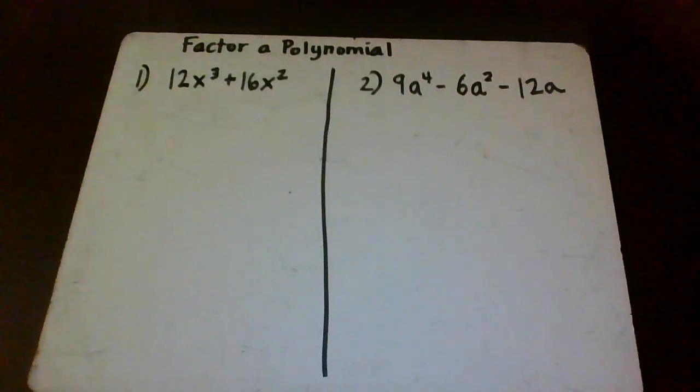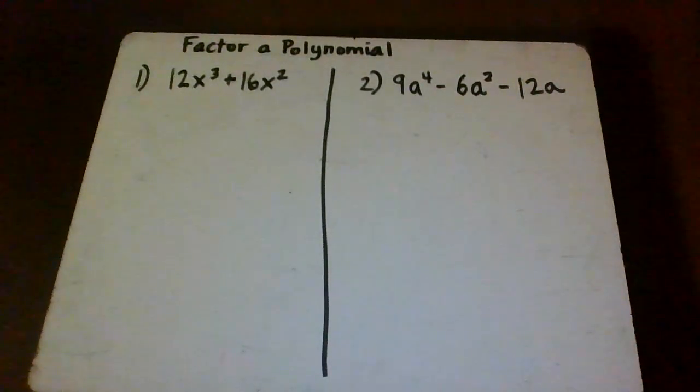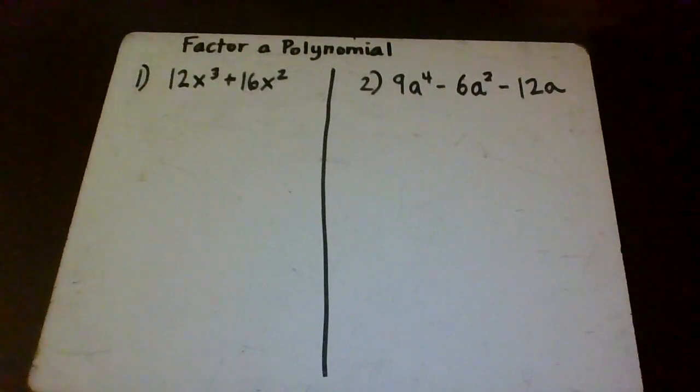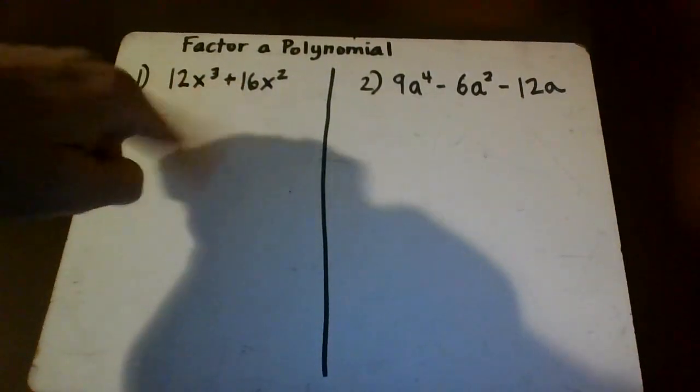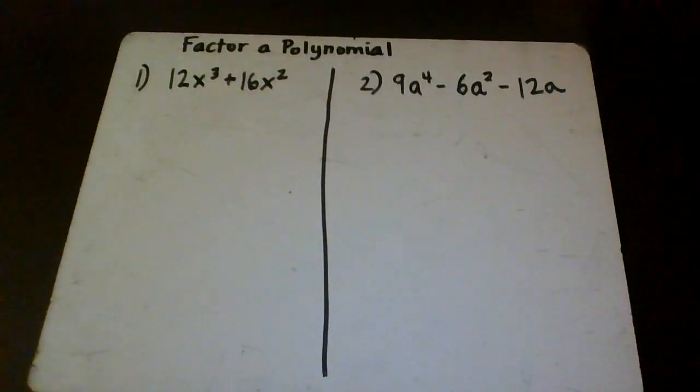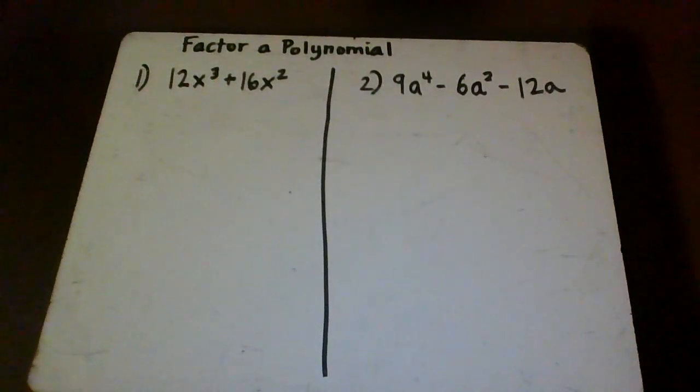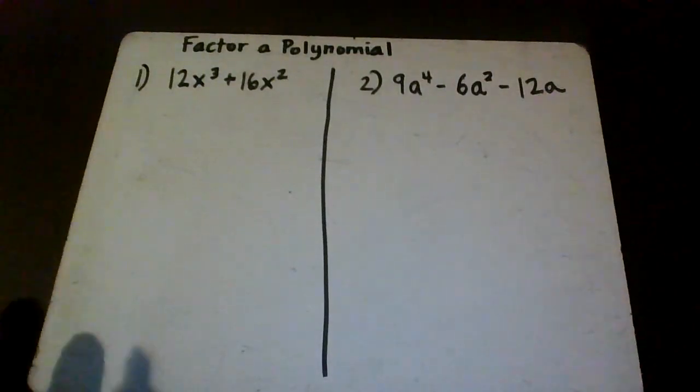Okay, so we're going to factor a polynomial. This is kind of a carryover from last video, which was find your greatest common factor. So what we're going to do is we're going to have this polynomial, 12x to the third plus 16x squared. Our first job is to find a greatest common factor. Then we're going to take that greatest common factor and divide both of those terms by it to factor the polynomial. So let's get to work.